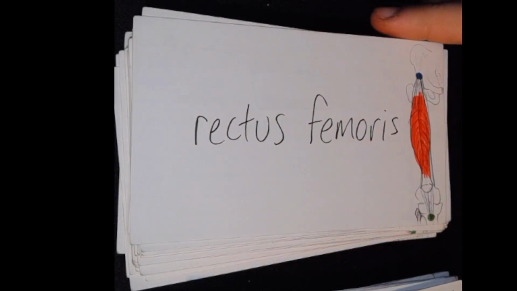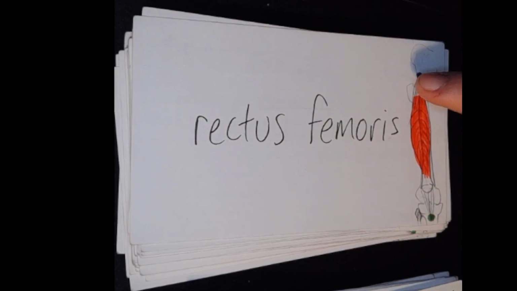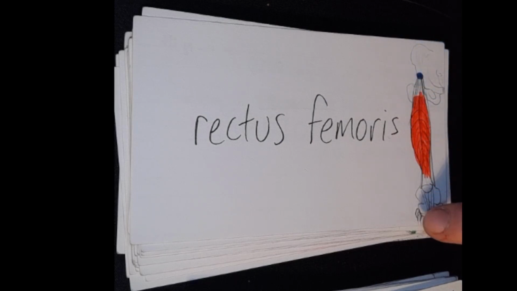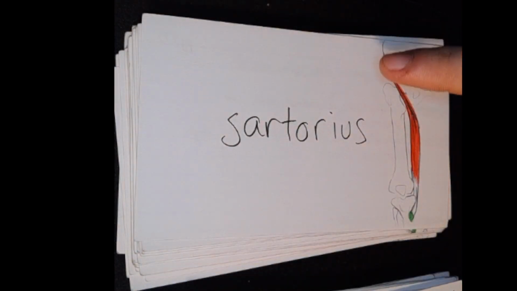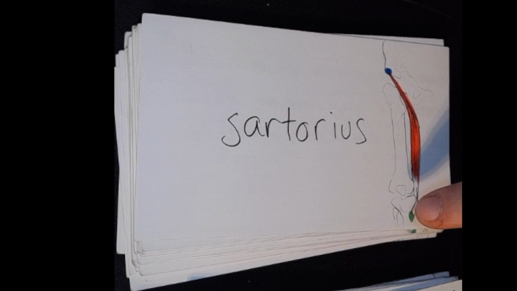Rectus femoris. Origin, AIIS, or anterior inferior iliac spine. Insertion, tibial tuberosity. Action, hip flexion and knee extension. Innervation, femoral nerve.